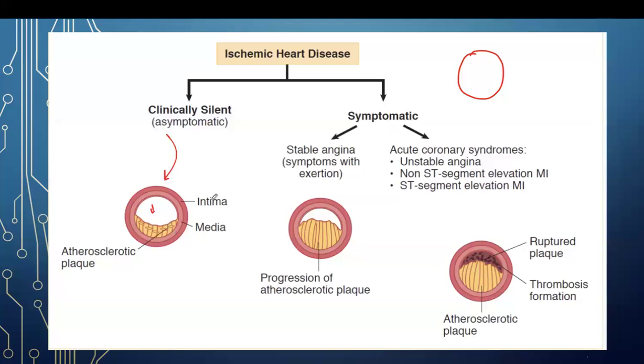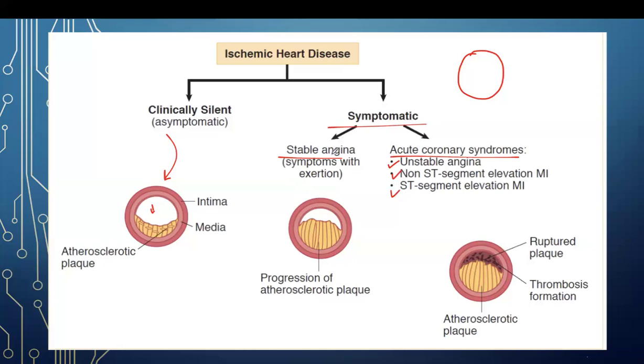So this patient will be asymptomatic. There can be a lot of patients who are completely asymptomatic, but they have a bit of atherosclerosis anyway. So prevention will come into play in this group of patients. There will be symptomatic patients. So we have got stable angina, and we have got acute coronary syndrome. And under acute coronary syndrome, we have unstable angina, non-ST elevated MI, and ST elevated MI.